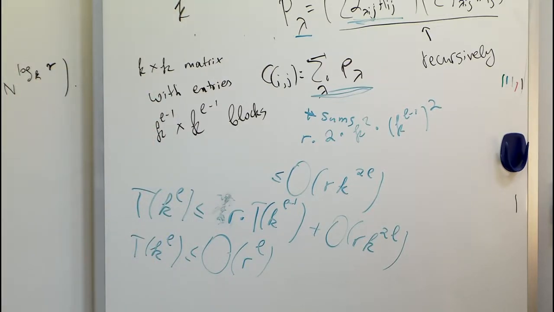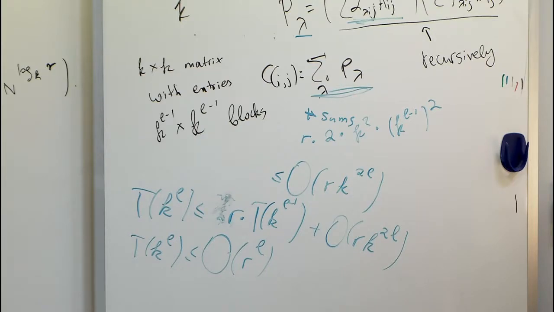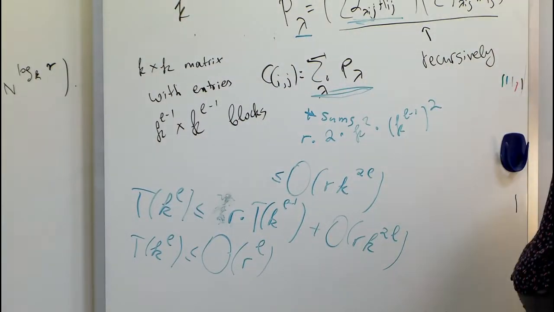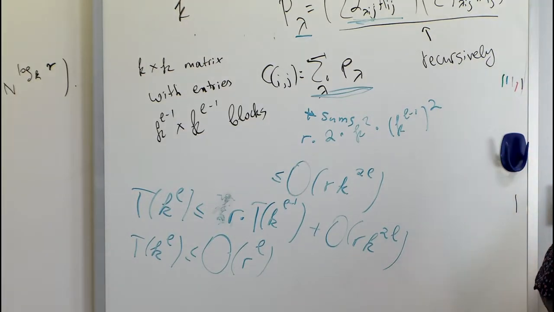The reason why I only care about products is because additions are cheap for matrices. They just take linear time in their size. So this is exactly why I completely ignore them from now on. I only care about products. Okay, so now I can move on to the more interesting part.